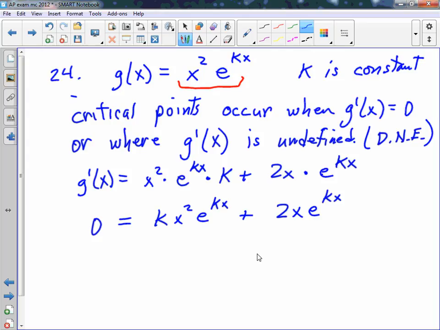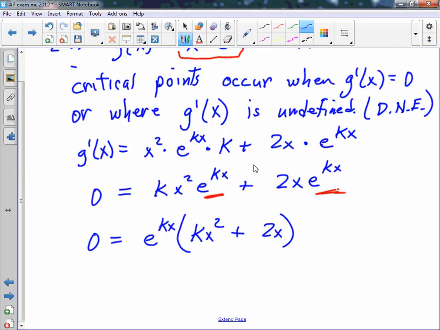Well, you don't have to do it this way, but I just always notice that e to the kx and kx are in both terms, so you can factor it out. You don't have to. 0 equals e to the kx times (kx squared plus 2x). Good. To me, that just makes sense.